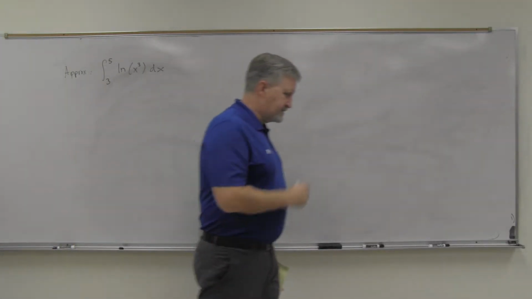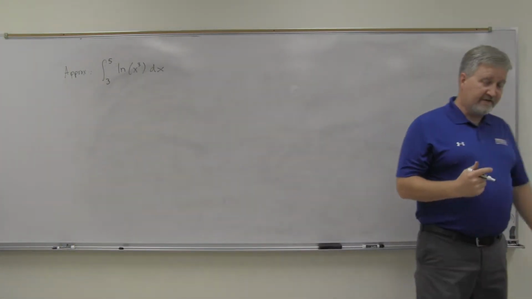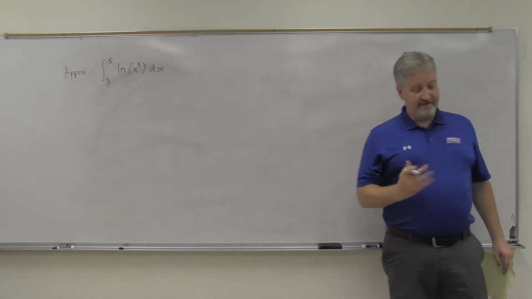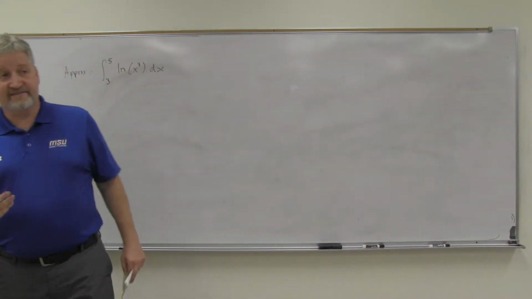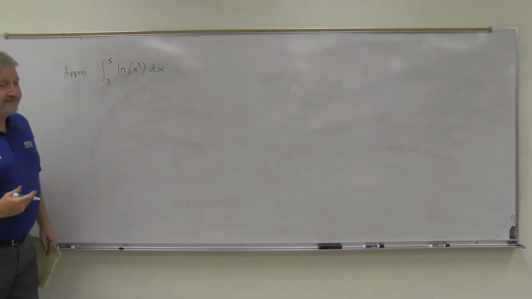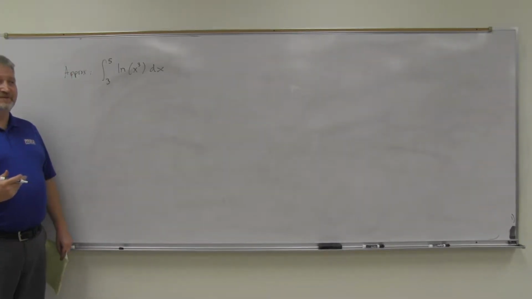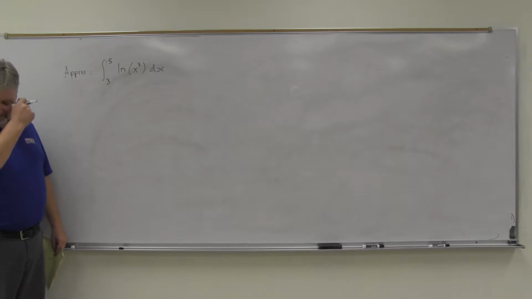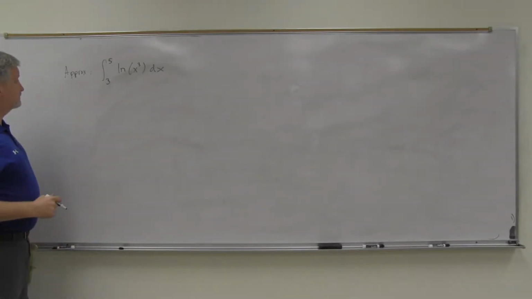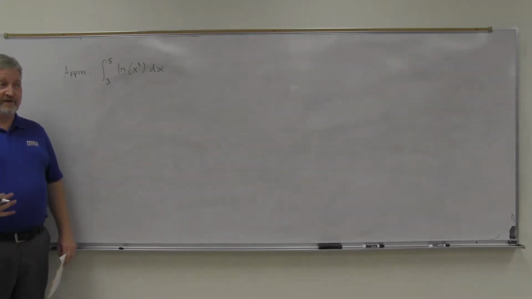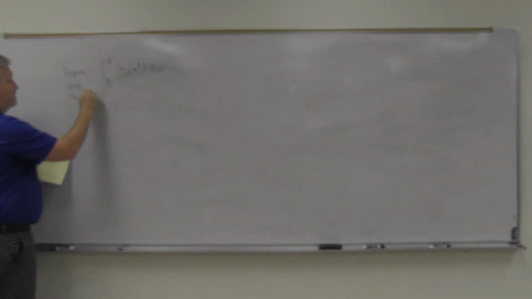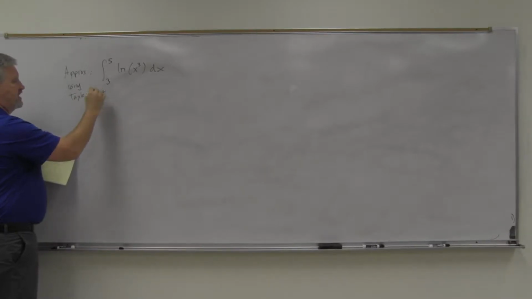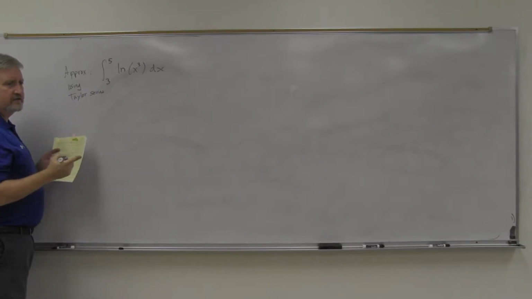Okay, so this next one, I've got an integral from 3 to 5 of ln of x cubed dx. That's not a nice little u substitution integral, unfortunately. But let's approximate it using a power series here. And let's use 3 non-zero terms.